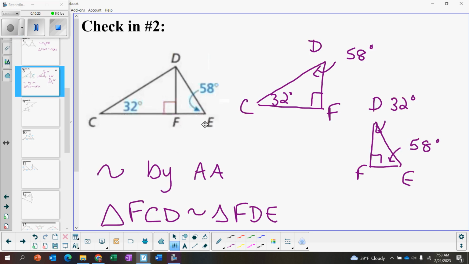For our second one, I actually redrew them separately, and I found the missing angles. So I had a missing angle of 58 degrees up here. I had a missing angle of 32 degrees right here. So we did in fact have at least two matching angles. So that's similar by AA. And I had triangle FCD is similar to triangle FDE.